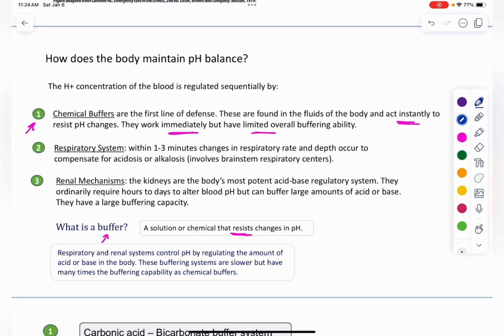After the chemical buffers, the respiratory system kicks in. It kicks in within minutes, 1 to 3 minutes, to resist changes in pH. And what's it going to do? It's going to change respiratory rate and depth to try to correct that acid-base imbalance.